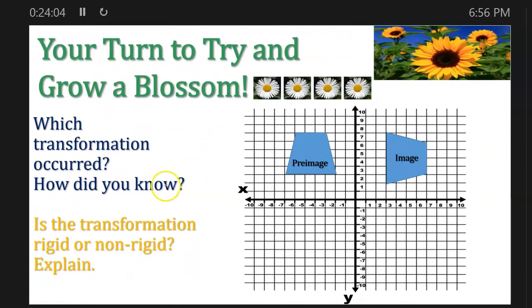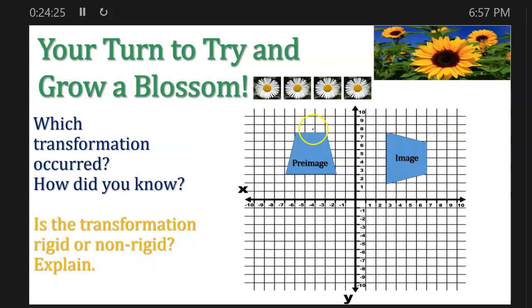Okay, the fourth blossom, which transformation occurred and how do you know? Is the transformation rigid or non-rigid, and explain. So now we have a trapezoid here. I'm going to ask you to hit pause and in 3 I will give you the answer. 1, 2, 3. Okay, this is the pre-image and this is the image.